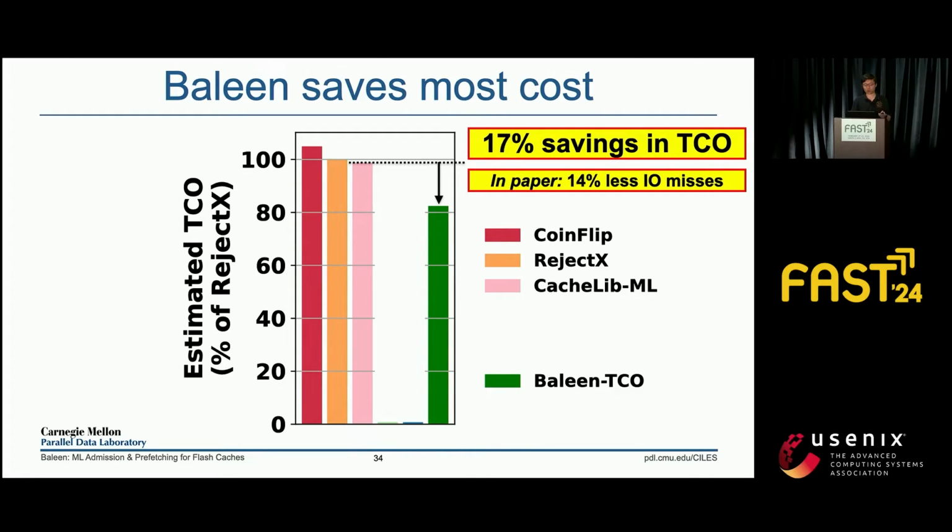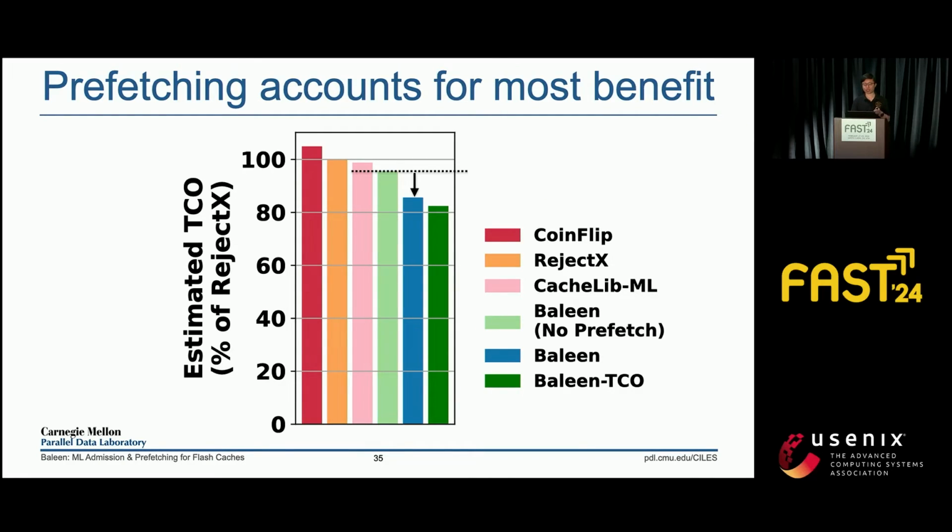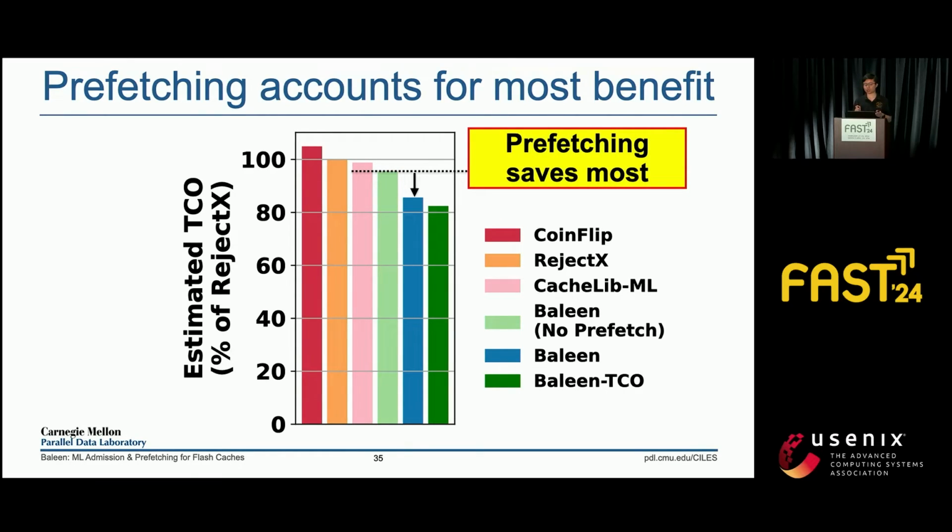So how do we break down this benefit? Prefetching accounts for most of this benefit. What I brought up here are 2 extra bars, Baleen no prefetch and Baleen. The biggest difference between any 2 bars is accounted for by prefetching. And then if you're willing to set a different flash write rate for each workload instead of using a static one, you can get the extra benefit between the last 2 bars over there.